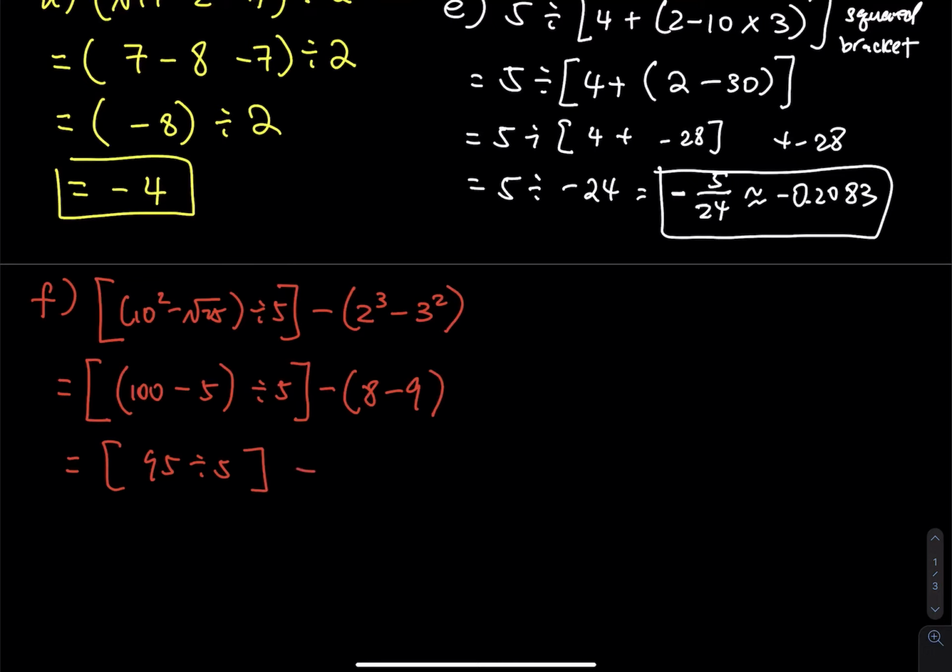And then minus 8 minus 9 is negative 1. So you are subtracting negative 1. Subtracting negative 1 means you add 1 to it. So 95 divided by 5 is equals to 19. So we have 19 minus negative 1.